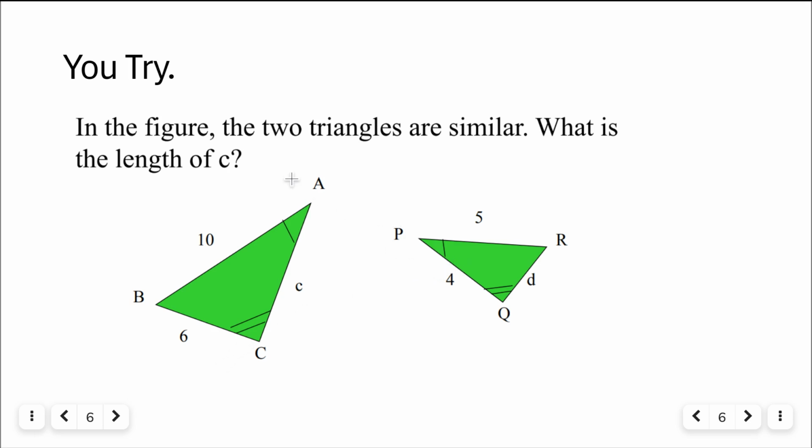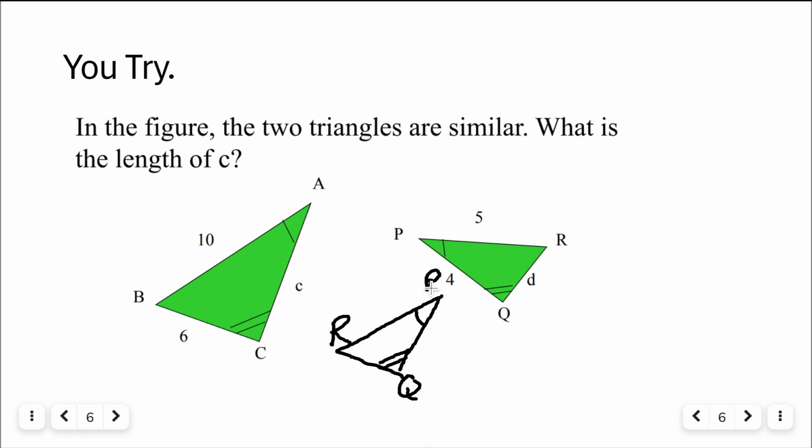Okay, in the figure, the two triangles are similar. What is the length of C? So C is the missing side. Now, we got to be a little bit careful here because these triangles have been rotated a little bit, right? Not all the stuff is in the same place. So let's redraw our PQR triangle so that everything's in the same place. I'm going to redraw it so that it looks like the ABC triangle. Now the P has to match up with A because there's one mark there. And then Q has to match up with C because there's two marks there, so R must be over there.